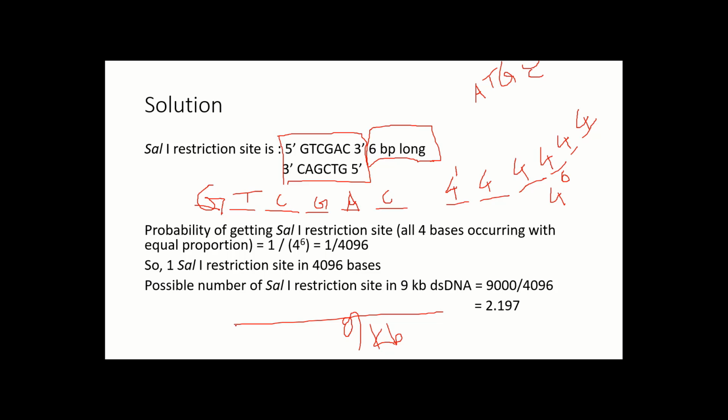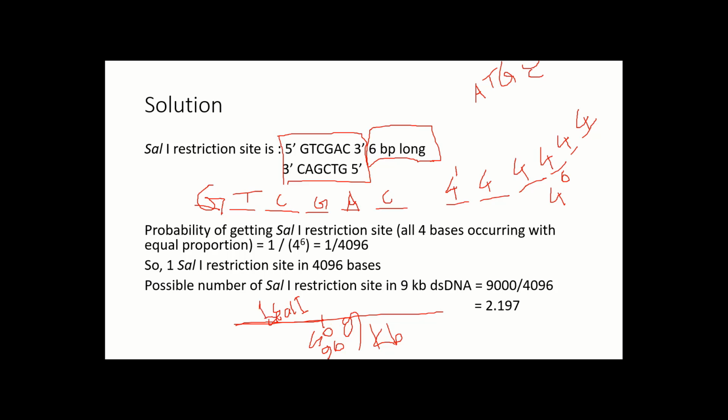So if you travel 4096 base pairs, then you can expect to get one SalI restriction site in each 4096 base pairs. If you travel from here to the 4096th base pair of this 9 kb size DNA, then you can expect one SalI restriction site in this region.